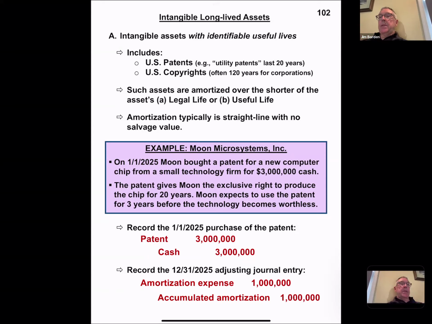So it makes sense. Again, the key takeaway there is the cost of a patent originally is typically the cost to file for the patent. After that, if you sell the patent, the company that's buying the patent will record the patent on their books at whatever the purchase price is. In this case, again, Moon is recording the cost of the patent at $3 million.